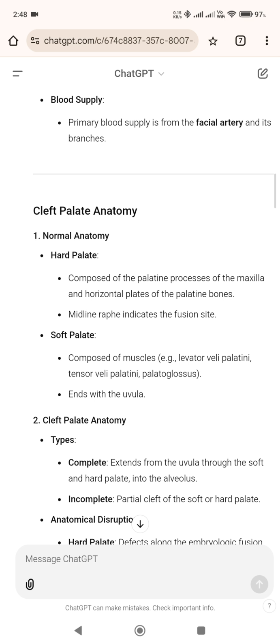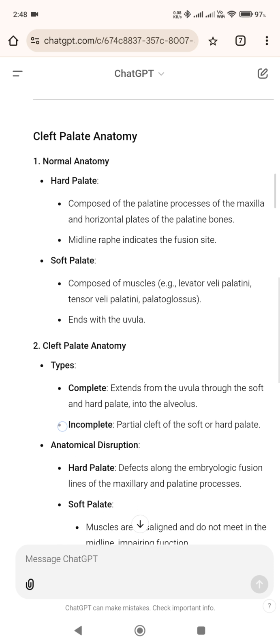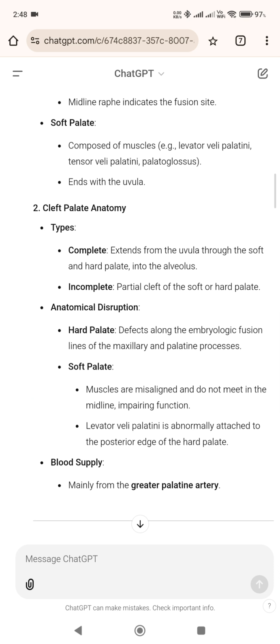2. Cleft palate anatomy. Types. Complete, extends from the uvula through the soft and hard palate into the alveolus. Incomplete, partial cleft of the soft or hard palate. Anatomical disruption. Hard palate. Defects along the embryologic fusion lines of the maxillary and palatine processes.